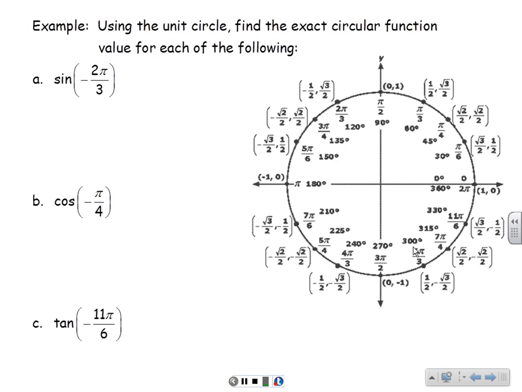This is going to be your negative pi over 3, because it's the first one that I come to that has a 3 in the denominator. So this is going to be your negative 1 pi over 3. This is going to be negative 2 pi over 3, which is what we're needing. So if we're looking for sine of negative 2 pi over 3, it is going to be negative radical 3 over 2.